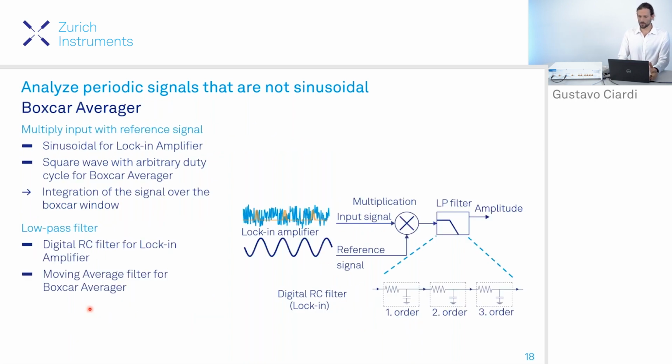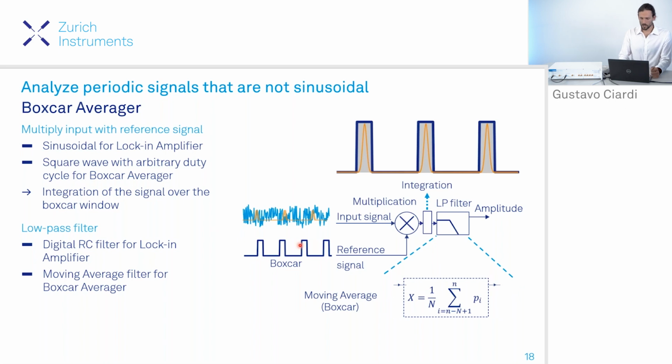Now, how can we do that? Well, here is where the Boxcar Averager comes into play. Let's now understand its working principle. As we're going to see, it has some similarities with lock-in amplification. For the lock-in, we multiplied our signal with the sinusoidal reference waveform. For the case of Boxcar averaging, we are basically multiplying our signal with a square wave with arbitrary duty cycle.